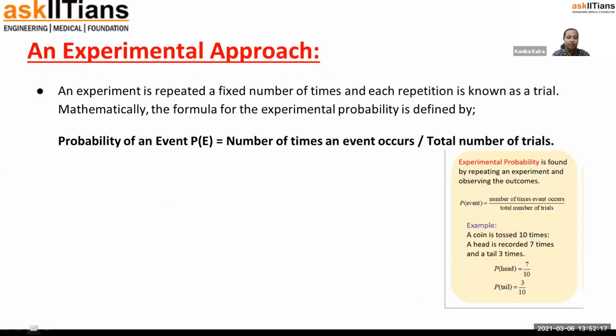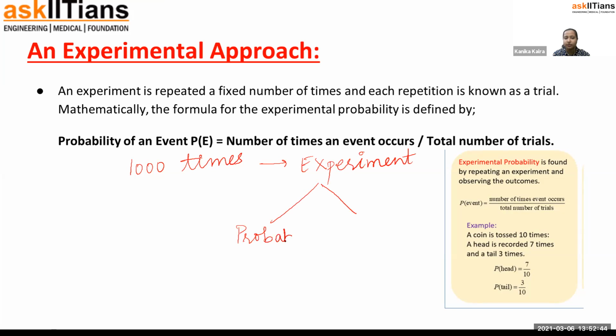All right. Now let's move to the experimental approach. First of all, let's understand what experiment means. Let's say I am tossing a coin 1000 times. So this is known as an experiment. In an experiment, there are two types: probabilistic and the second one is deterministic.